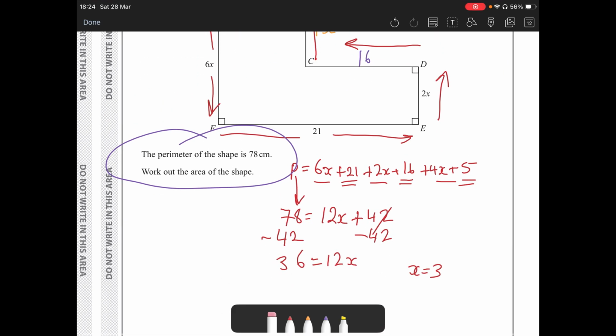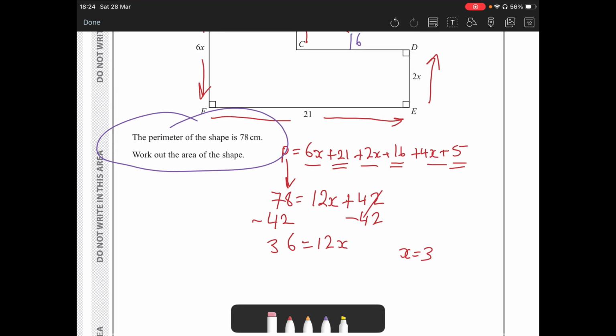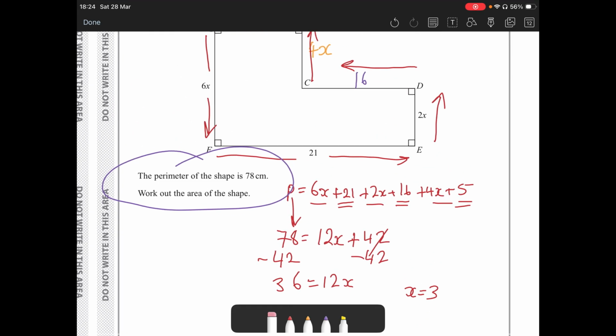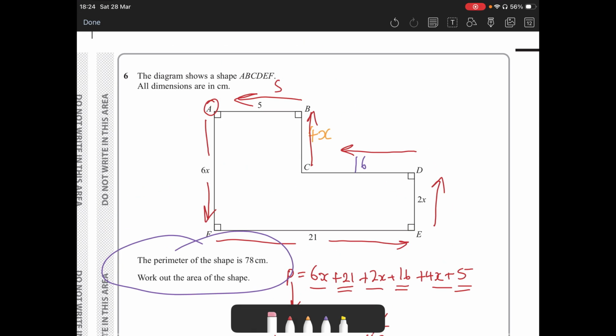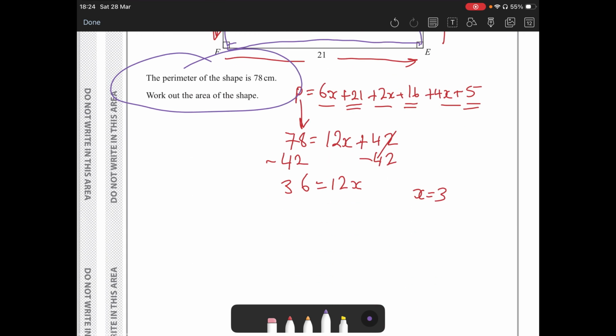So, again, this is important. We do need to know x, but it is not the area. The area is the area of two rectangles, right? So what we do here, and we call this partitioning, is we can split this L shape into two rectangles. Now, the purple rectangle.